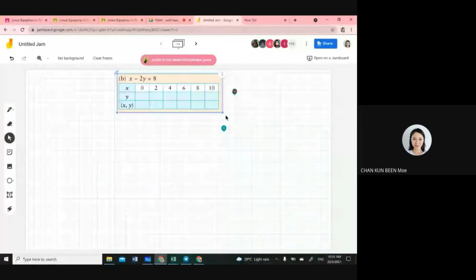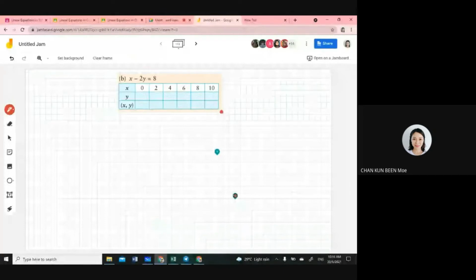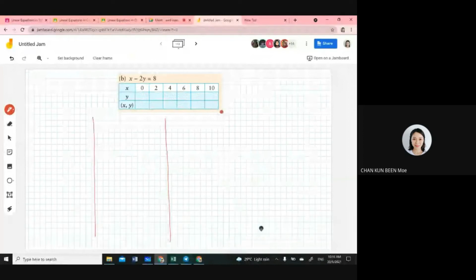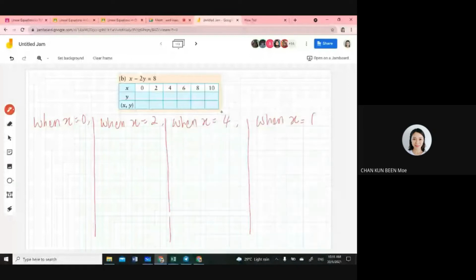Okay, I'm going to divide it into four parts. So stop writing. My turn to write right now. I'll let you write later on. I don't know whether four of you can write down together or not. I'm going to divide this into four parts. First part will be when x equal to 0. And then the second one will be when x equal to 2, followed by when x equal to 4, when x equal to 6. Okay, I'm going to assign you to do this.